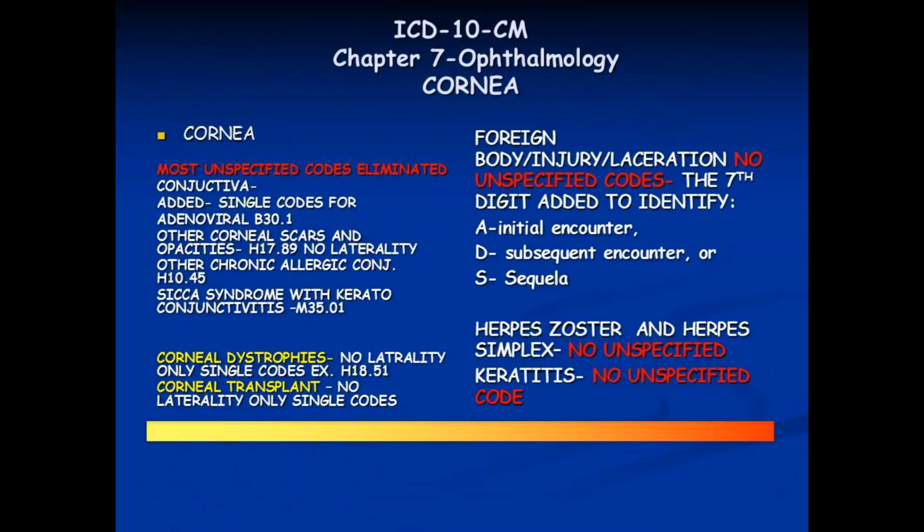For herpes zoster and herpes simplex, there's no unspecified anymore. They will spell it out for you and tell you. I mean, it would have been very, very good to have had the new books right now, but we don't have them. So I had to keep going back and forth to the old book just to see what the real difference was in reading it. But as I've stated before, if you have any questions about anything, you can always come to the coding educator and we can find the information for you.